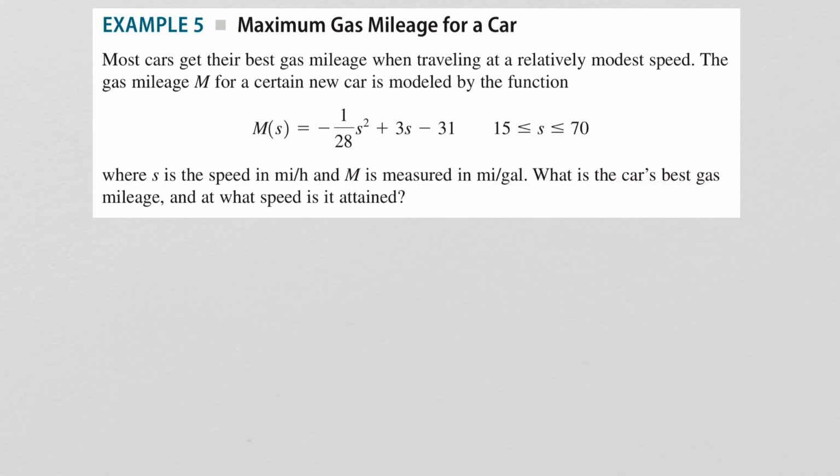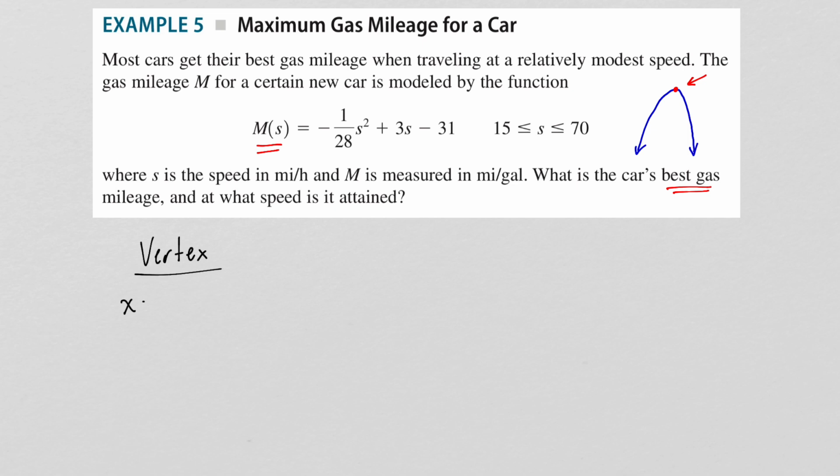Let's keep in mind that this graph would be a parabola opening downward because we do have a negative number in front of our squared variable. And that means the vertex is going to represent the highest value of M. And that will be the car's best gas mileage, right? Because the best gas mileage means the highest gas mileage. So to make a long story short here, we need to find the vertex of this parabola.